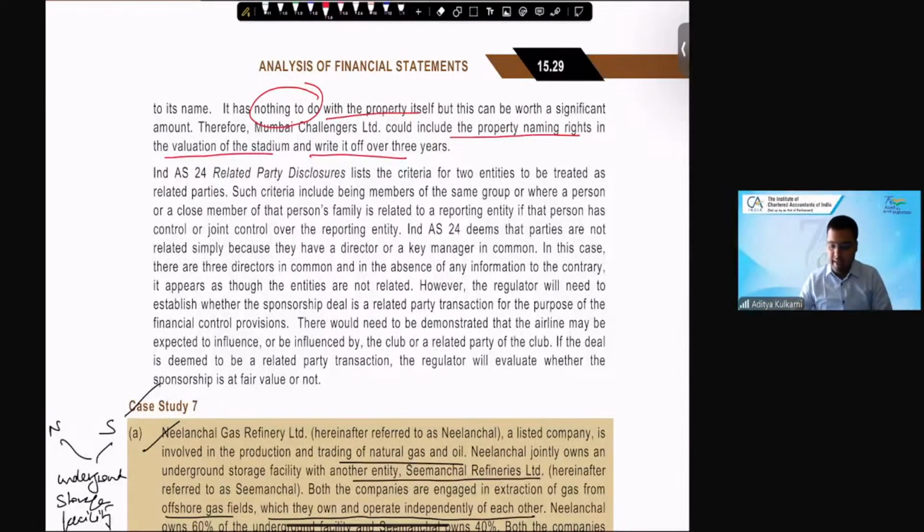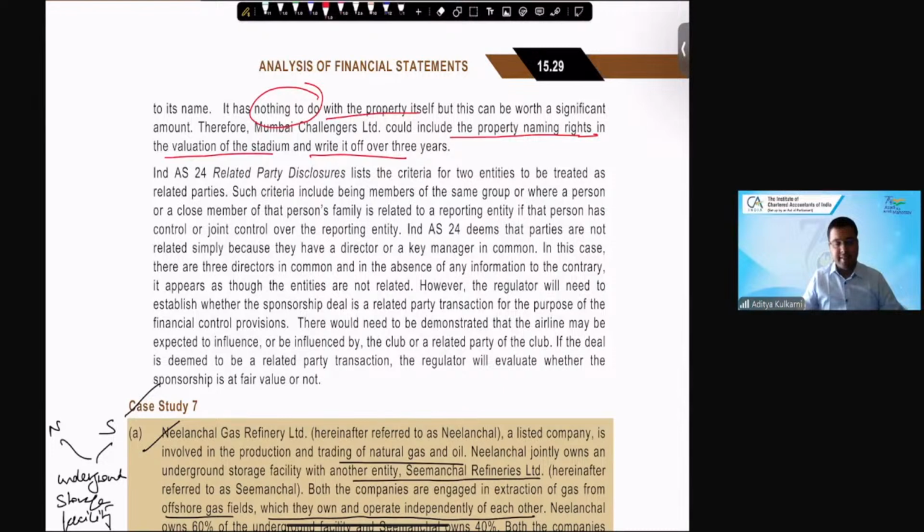We will have a look at that later. It has nothing to do with the property. So they could include the property naming rights in the valuation of the stadium and write it off over 3 years. Now coming to the next question that Pooja has asked: why are we not treating this as a revenue? Why are we treating it as something related to the valuation of the stadium?